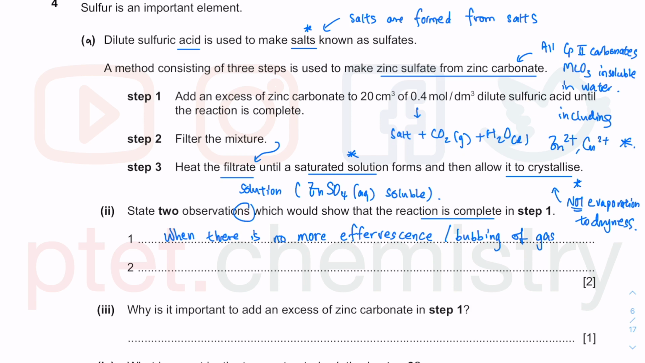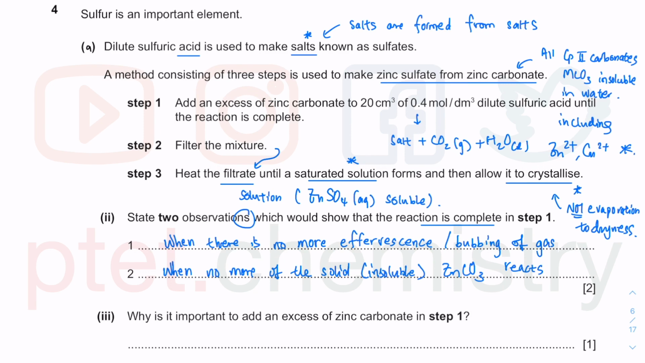The next one, which is very obvious, is to do with the insolubility of that carbonate. We use excess of these, so obviously when no more of the solid, because it's insoluble, or you can say insoluble zinc carbonate, ZnCO3, dissolves, or actually reacts or dissolves, because when they react they will dissolve as they form the salt, which is soluble. So no more of it will dissolve, the solid just remains unreacted, because it's in excess. Then why is it important to add excess of zinc carbonate?